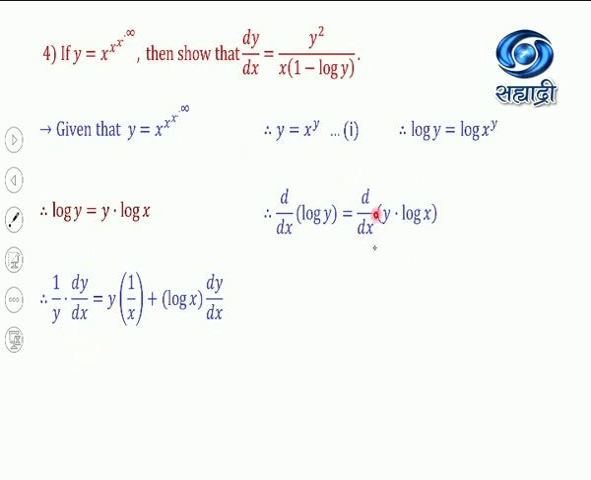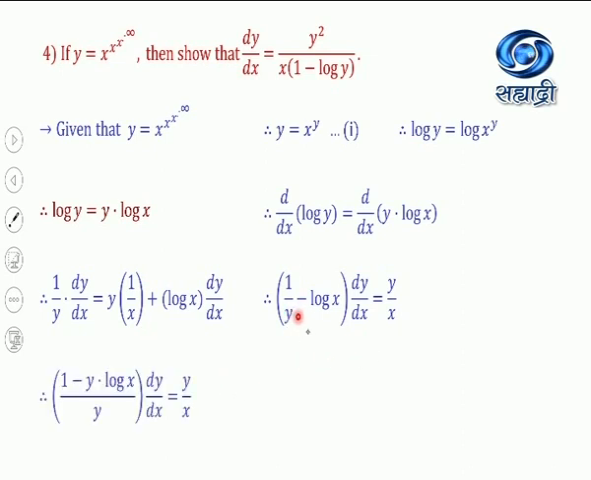Now here, we use the product rule again. First function into derivative of second, plus second function into derivative of first. So y into derivative of log x, that is 1 upon x, plus second function log x into derivative of first function y, that is log x into dy by dx. And now, this can be written as, take this second term on left hand side, it becomes minus, and take dy by dx common from both the terms, we get (1 upon y minus log x) into dy by dx. And in right hand side, we write first term as it is, that is y upon x. Now simplify this, take cross product, so (1 minus y log x) upon y, like this, into dy by dx, right hand side remains the same, that is equal to y upon x.